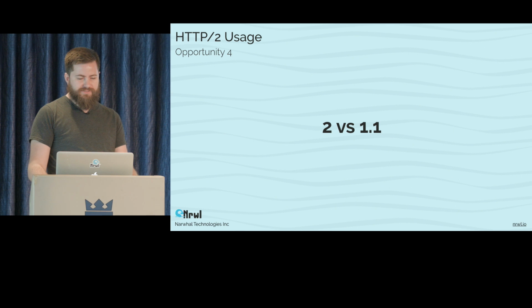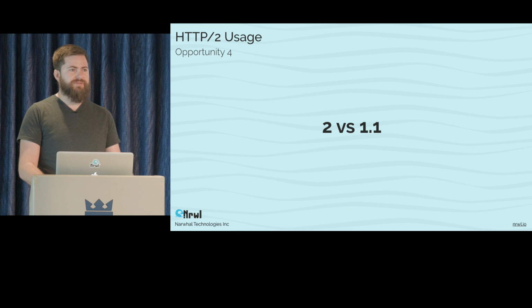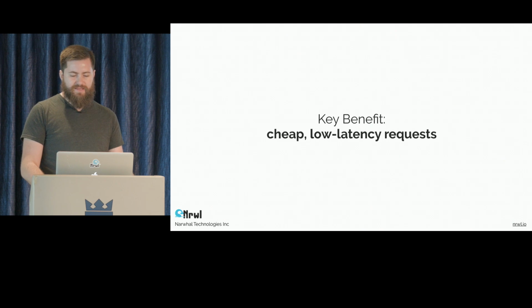I really like HTTP 2 because you don't really have to do anything. You just enable it. Like most servers, it's just a configuration that you build with Nginx. Most infrastructure as a service has some support for HTTP 2. It's a new standard for HTTP communication. It does lots of things, but the key benefit that web developers get is that requests are really cheap and low latency.